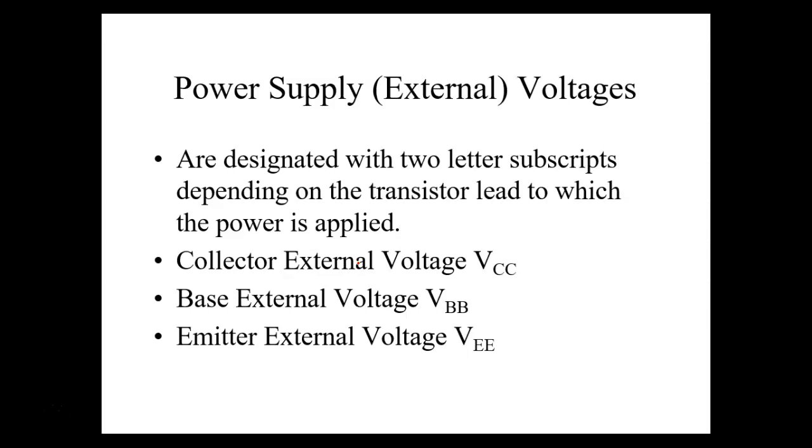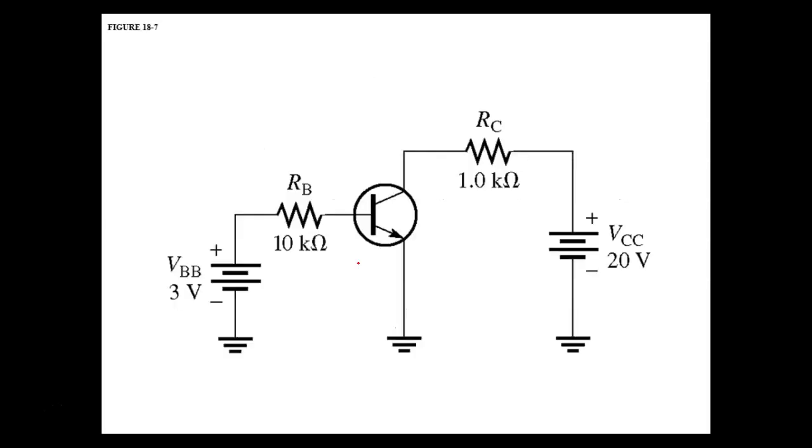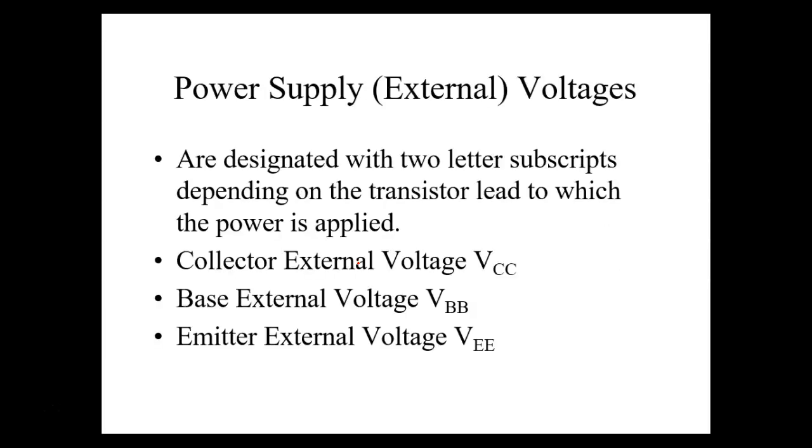Then we have our power supply designators. Our power supply designators are VCC, VBB, and VEE. Do y'all understand those? Everybody okay? So these are power supplies. These are not across the transistors. This is just measuring across your power supply.